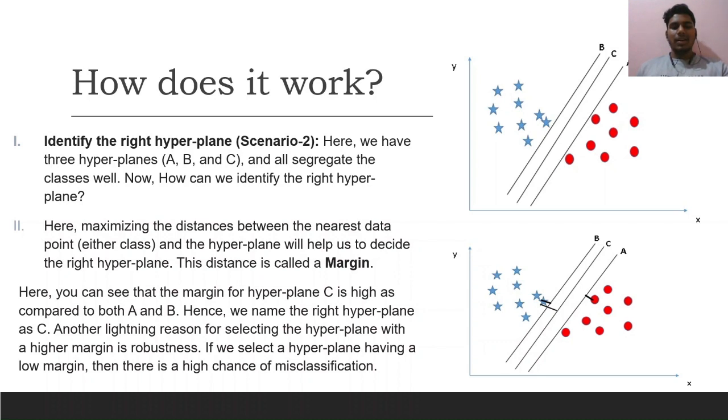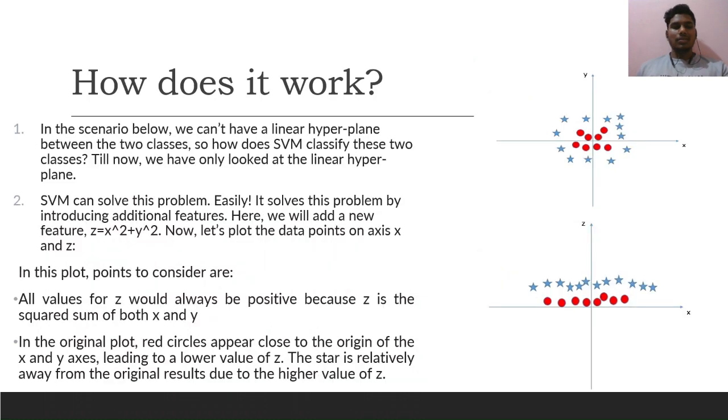Another reason for selecting the hyperplane with a higher margin is robustness. If we select a hyperplane having a low margin, then there is a high chance of misclassification. In the below image, stars are getting connected to planes B and C, and circles are connected to plane A.